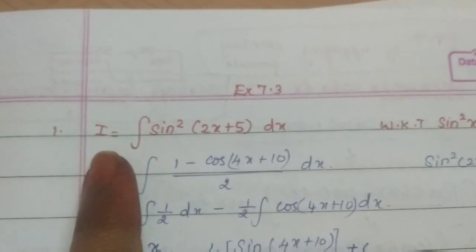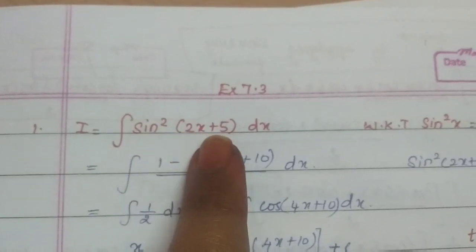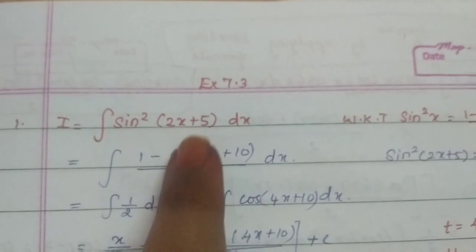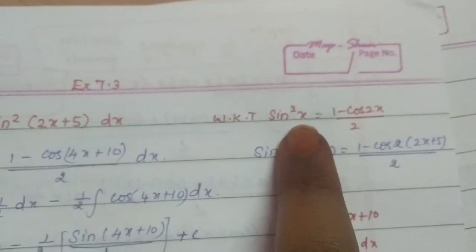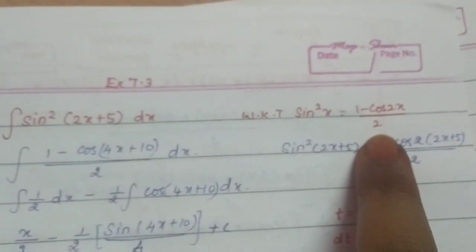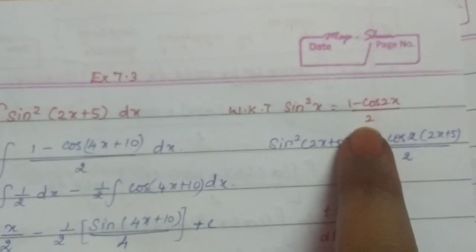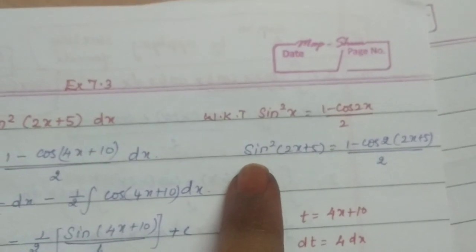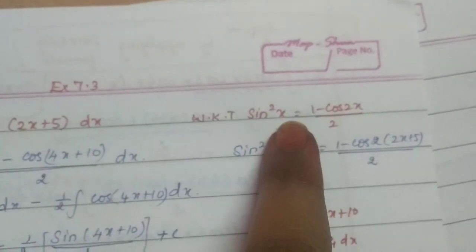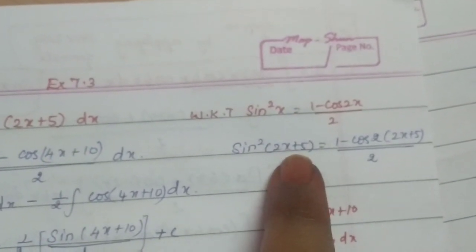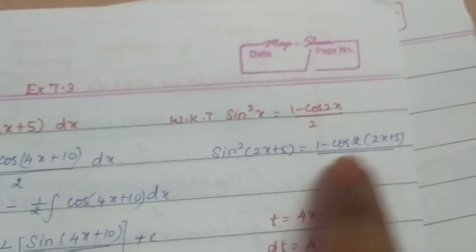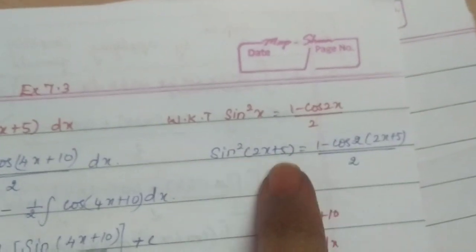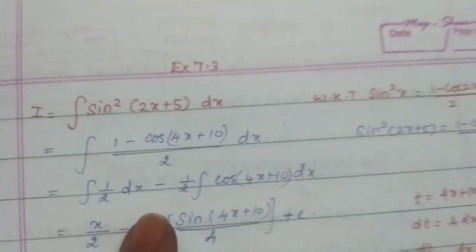Now, integral over sin squared of 2x plus 5 dx. As I told you, sin squared x is nothing but 1 minus cos 2x divided by 2. We have derived this formula from cos 2x. So in the place of x, what have they given? 2x plus 5. So in the place of x, substitute 2x plus 5. Just substitute the value of sin squared of 2x plus 5 in the given integral.